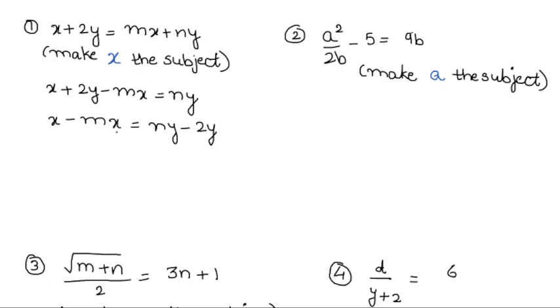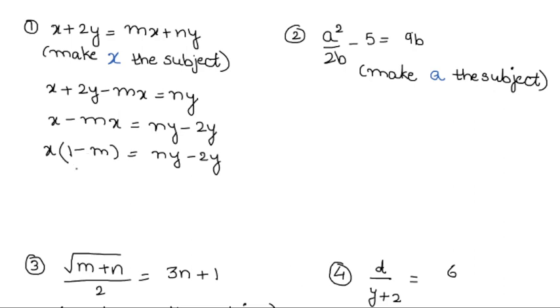Now from here, I want x. If you see x is present at both the places, so I can take it out common from both the places and I end up with 1 minus m, and ny minus 2y. Even though these two terms have y as a variable, we cannot subtract them because this y has another variable n with it. So these two terms remain as they are.